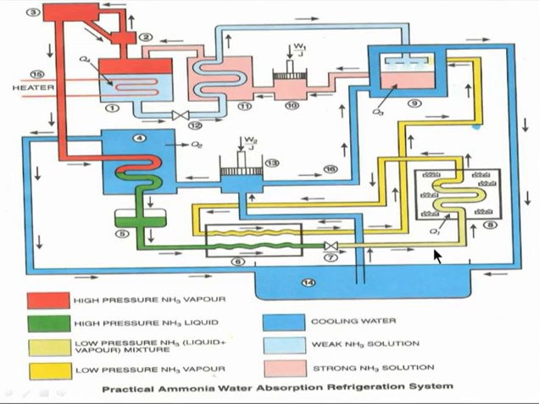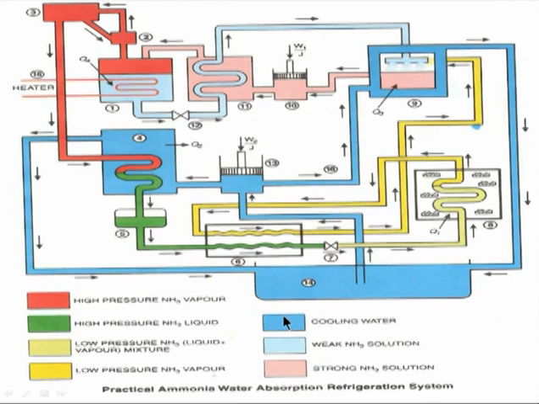I would like to mention a few things here. High pressure NH3 vapor goes from the generator to the condenser, strong solution is in the absorber, and weak solution goes from the generator to the absorber. For cooling purposes, in the absorber vessel as well as in the condenser, we circulate cooling water as a cooling medium.